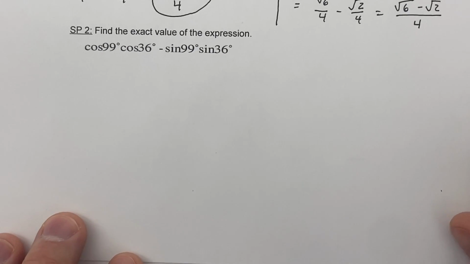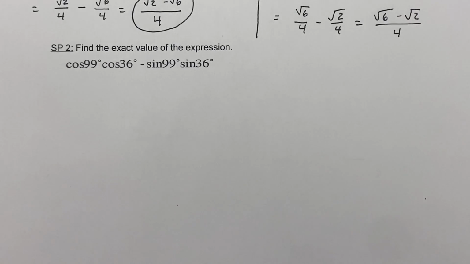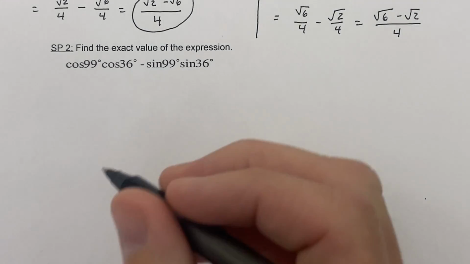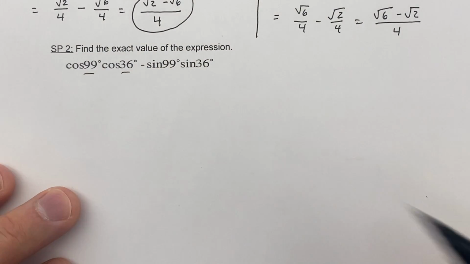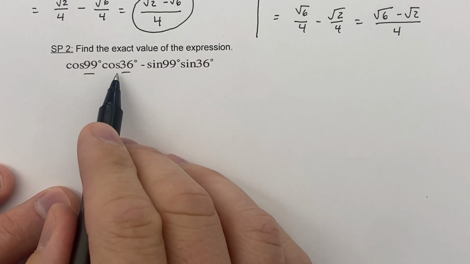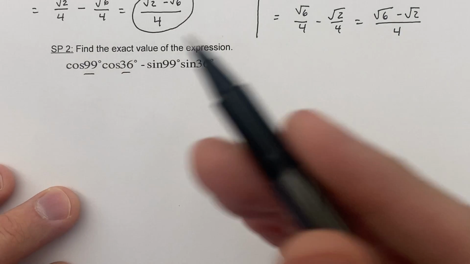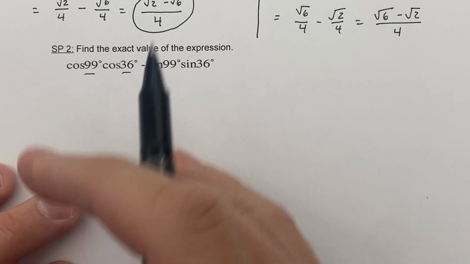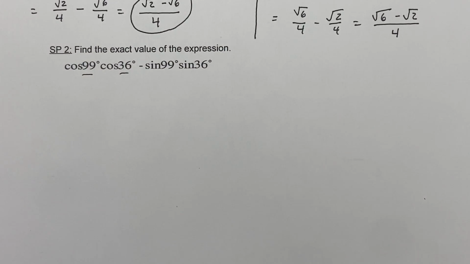Example number 2, kind of the opposite way now. Now they give us the expanded form. Now let's see if we can condense it down. 99 and 36 are obviously two that we want to use. Cosine and cosine came first, so which one of the three are we going to use, sine, cosine, or tangent, when we condense it down to one? Cosine.